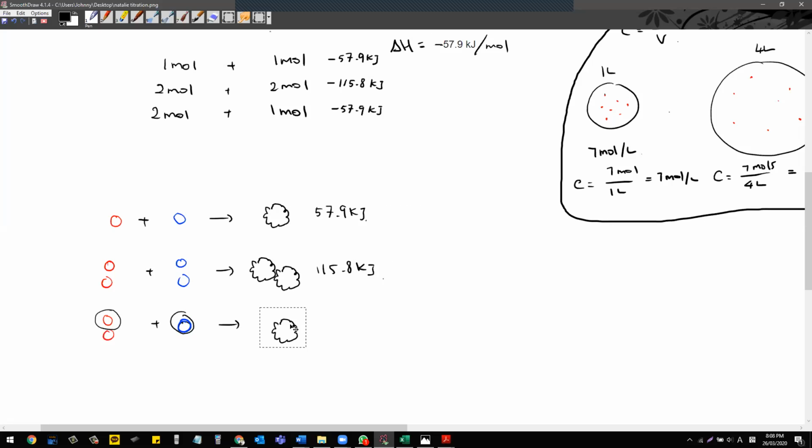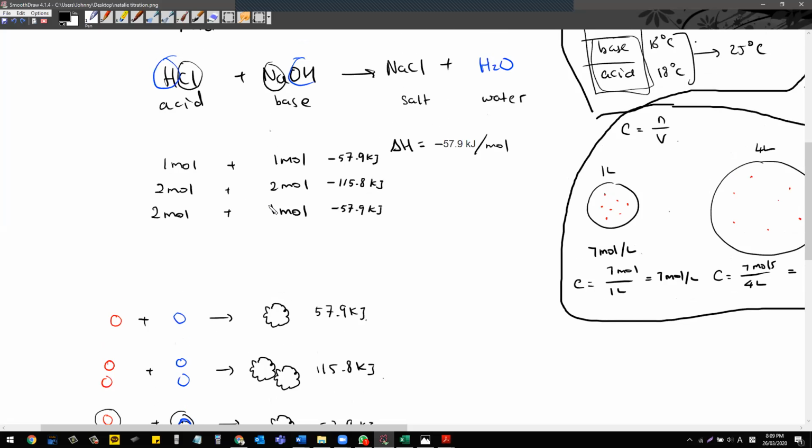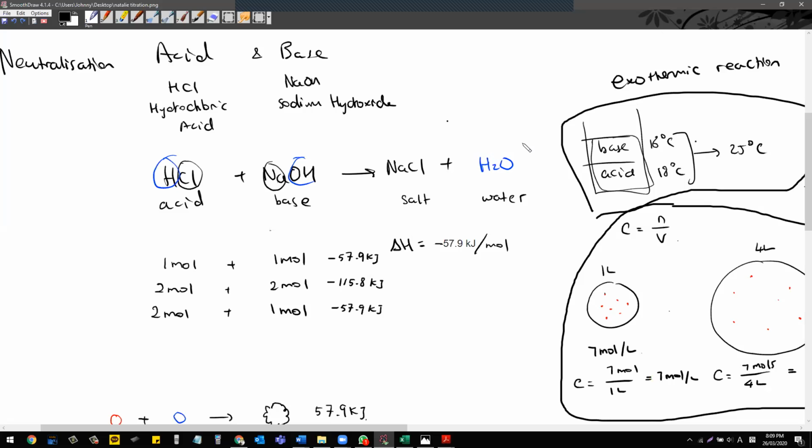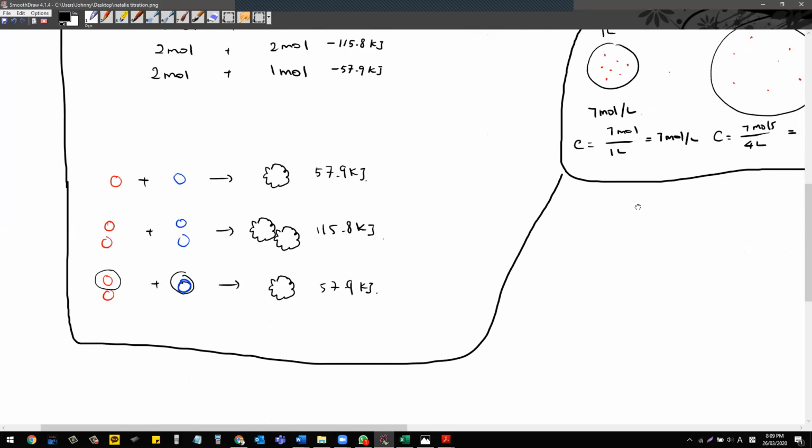Does that make sense to you? Yeah. So this is equal to 57.9 kilojoules. Make sense? Yeah, so that's really, really important. Now, having said that, we're going to move on to a different concept.